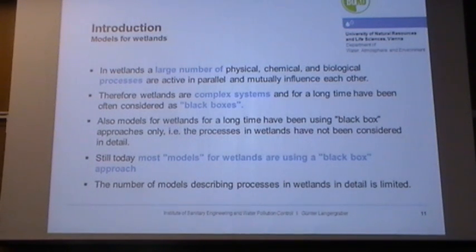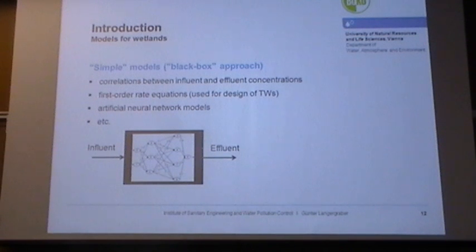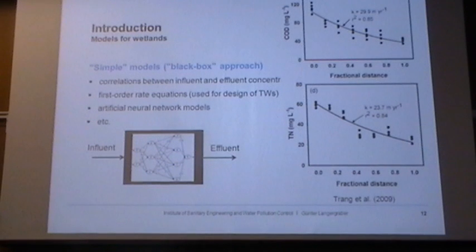So something like this, you have a black box model. In this black box you can have some very complicated mathematical algorithms, like a neural network. A lot of times, along the flow distance, you have a degradation of chemical oxygen demand or total nitrogen. For example, here are two compounds that we want to remove. And you can derive some degradation constants from data that you measure.